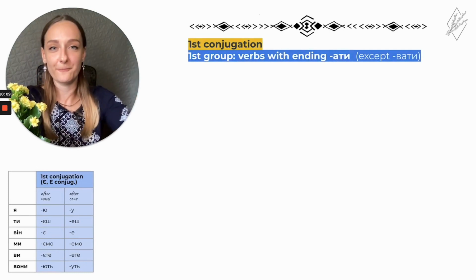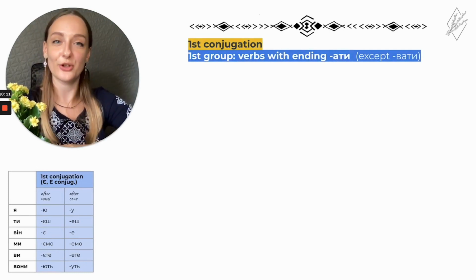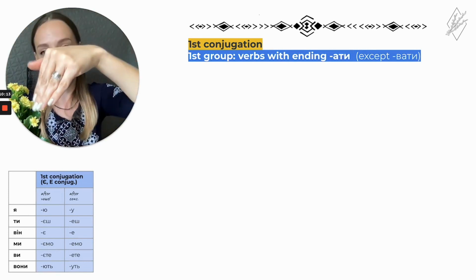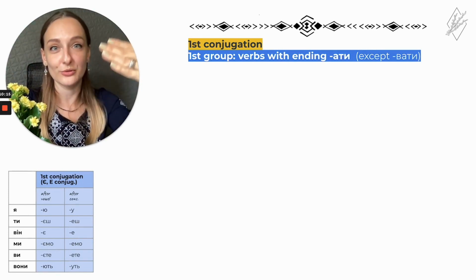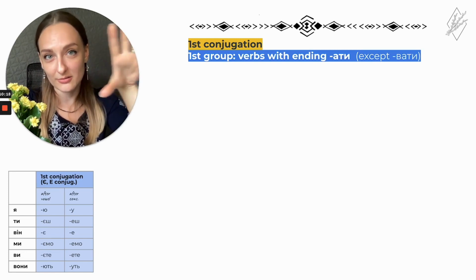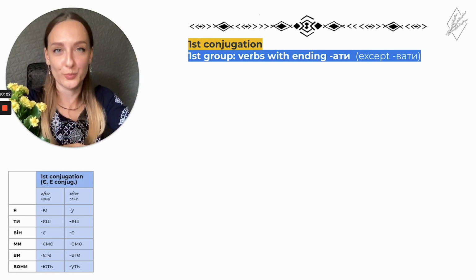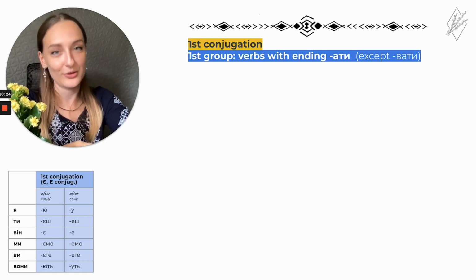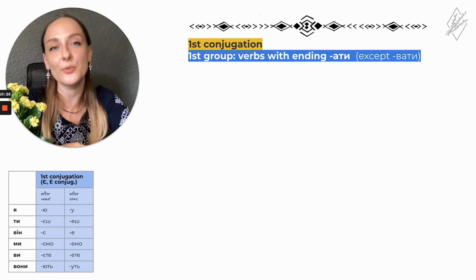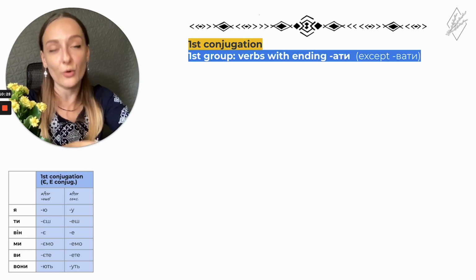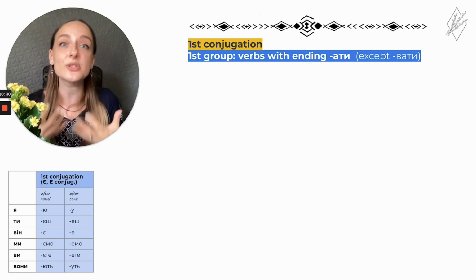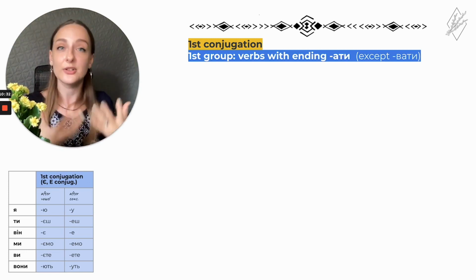Here we have the first conjugation. Of course, we begin with the first conjugation. Here you can see the possible conjugation endings, just to keep them in mind. The first group of verbs in the first conjugation will be the verbs with the ending ати. Of course, I'm speaking now about infinitive forms, those that are given in the dictionary.